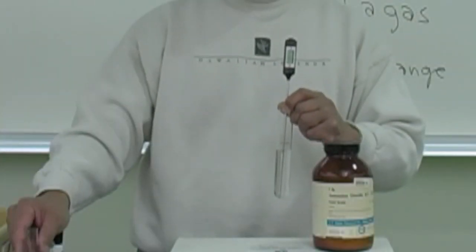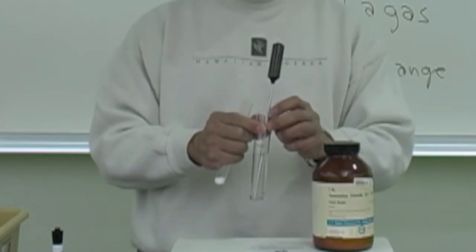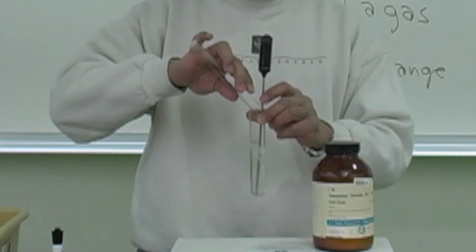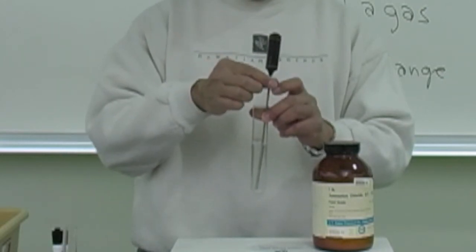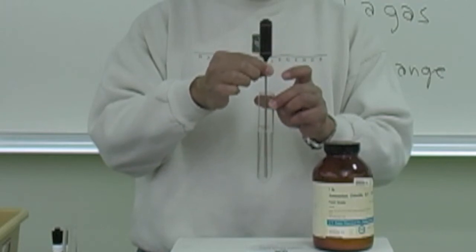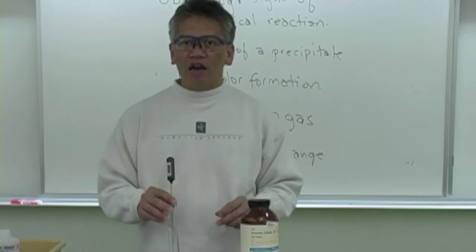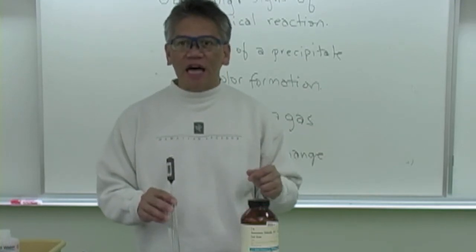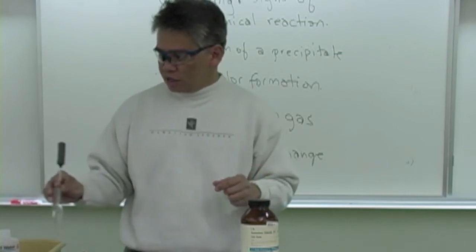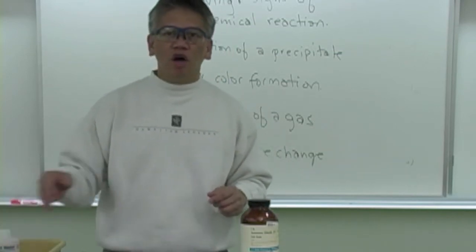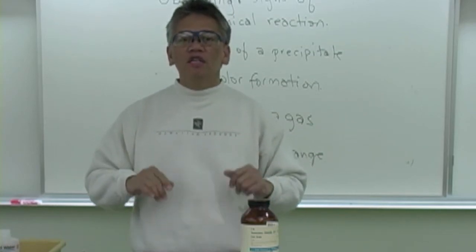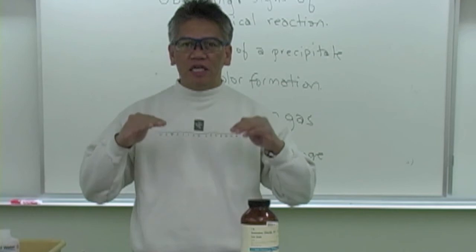I'm now going to add some ammonium chloride to this solution. And the ammonium chloride should readily dissolve, and you can see right away that the temperature has dropped drastically. And that's an example by which a chemical reaction occurs as indicated by the sign that temperature has changed. Some chemical reactions will result in the temperature being lowered. Some chemical reactions result in temperature being increased.